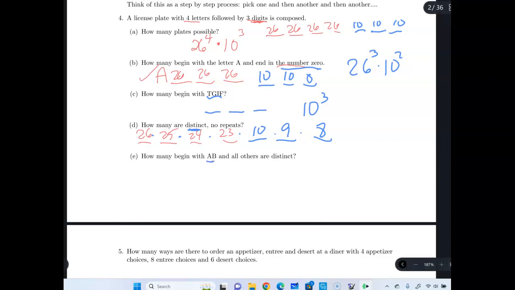Okay, so what if we begin with the letters A, B? So if I put A and B first, then I've got 2 letters left to pick, but I've already chosen those 2. So I have 24 left there and 23 here. And then here, I'm just going to have 3 numbers. So 10 choices there, 9 choices there, and 8 choices there. And again, just leave your answer just like that.